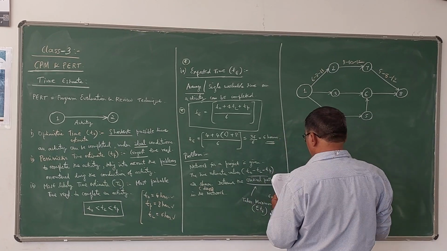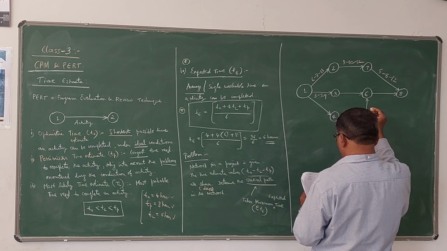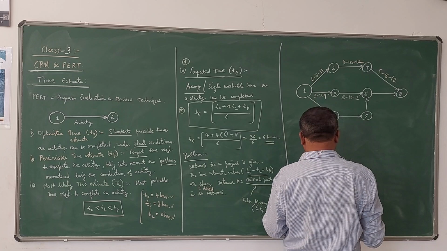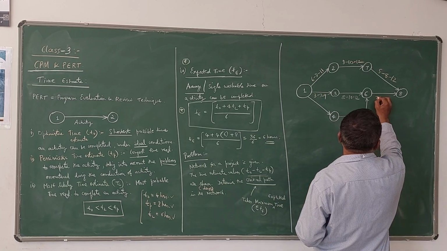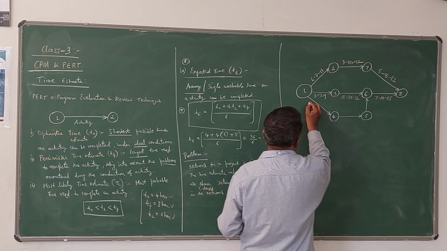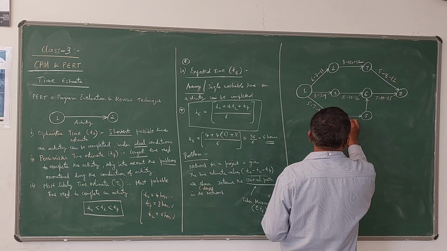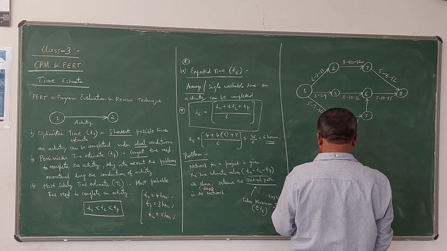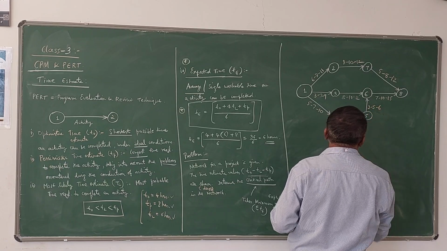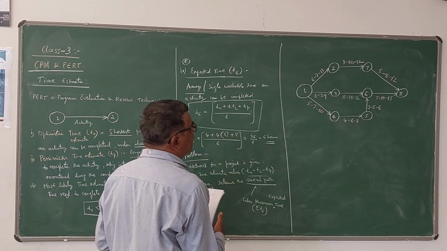Then for activity 1-3, 3, 7, 9. Then for 3-6, 8, 10, 12. Then for 6-8, 7, 10, 15. Then for 1-4, 5, 7, 10. Then for 4-5, 4, 6, 8. All are in days. Then for 5-6, 3, 5, 6. So these are the timings T0, TL and TP for the different activities.